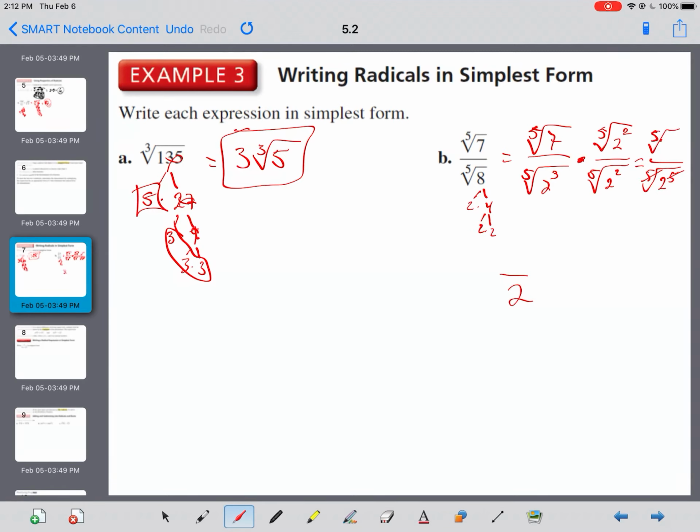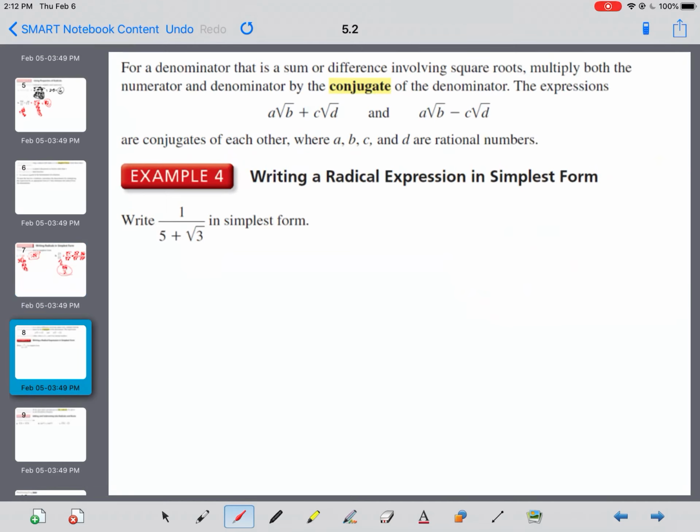And on the top, I've got the fifth root of 7 times 4. As I only got 2 2's and 1 7, none of them are 5 of anything. So it's just going to be the fifth root of 28. Just like that. I know you're thinking, 2 goes into 28, can't we reduce it? No, because it's not inside the fifth root. So we can't reduce it.